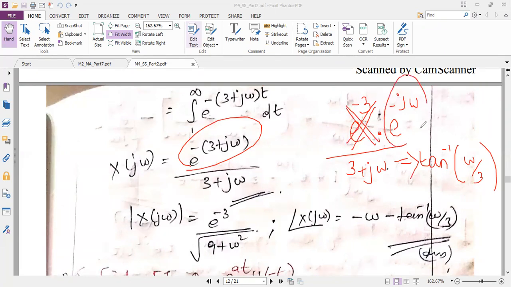I hope you are all understanding it. So the imaginary part is having minus omega. See, this j we will not consider. Whatever term is present along with j, that we have to take. That means here we have minus omega. So your answer is minus omega. And tell me how this minus tan inverse omega by 3 has come. Why is it?